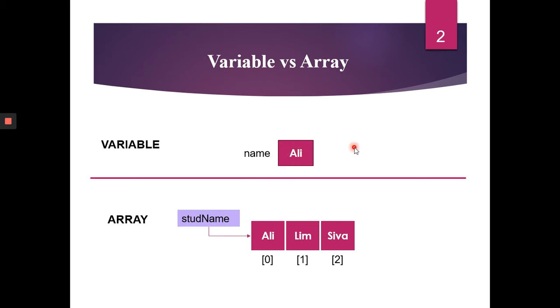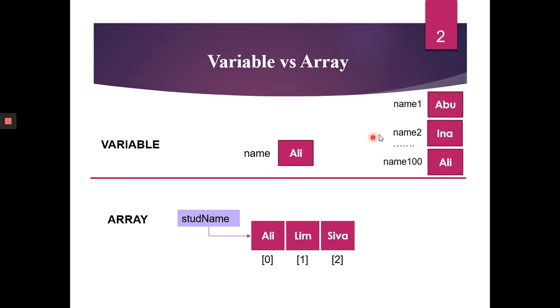Imagine that you have to keep 100 names. What you are going to do is declare 100 variables from name 1 until name 100, and you are going to keep the names inside each of the variables. But this is not practical to do and very tedious work for us. So to overcome this problem, that is why we have the array. With the usage of array, you can declare only one array and you can keep more than one value inside the array.